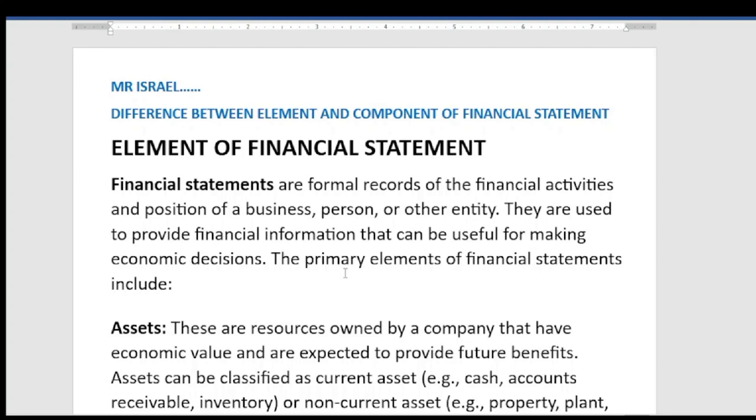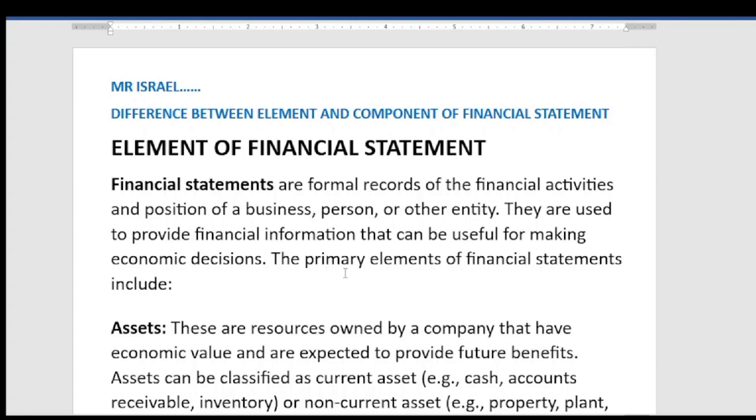Now, listen. Let's go into what a financial statement is so that we can explain in detail. I'll give you examples of elements of financial statement and also examples of components of financial statement so that at the end you can easily differentiate both of them. Let's kickstart with elements of financial statement. But first of all, let us define financial statement because it's very important.